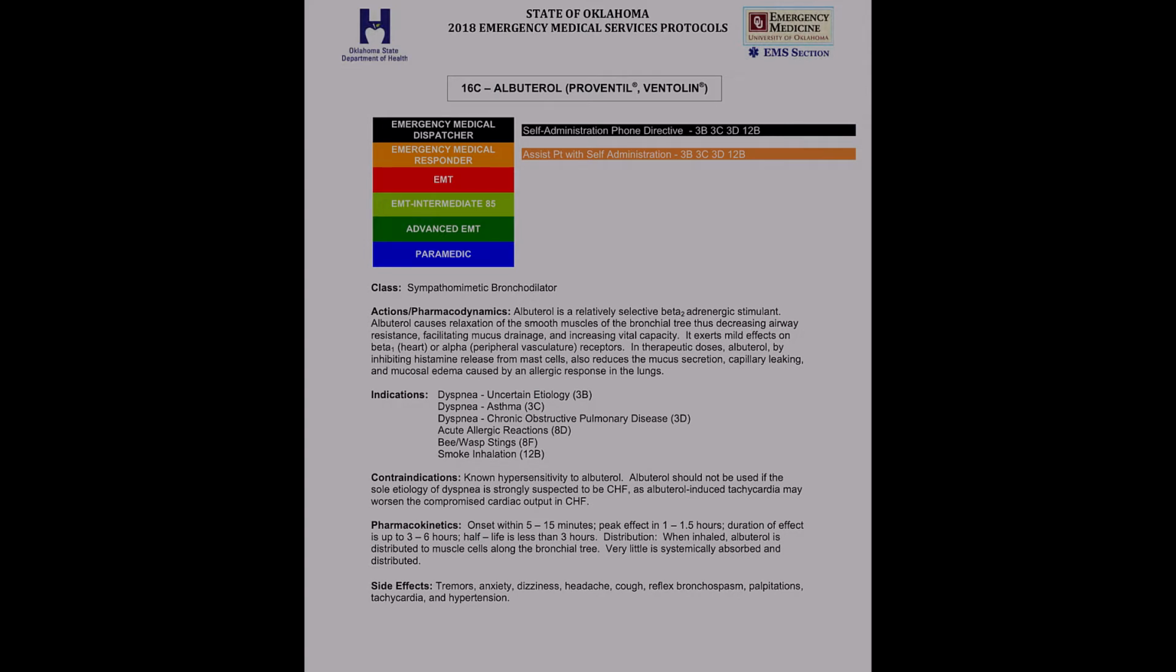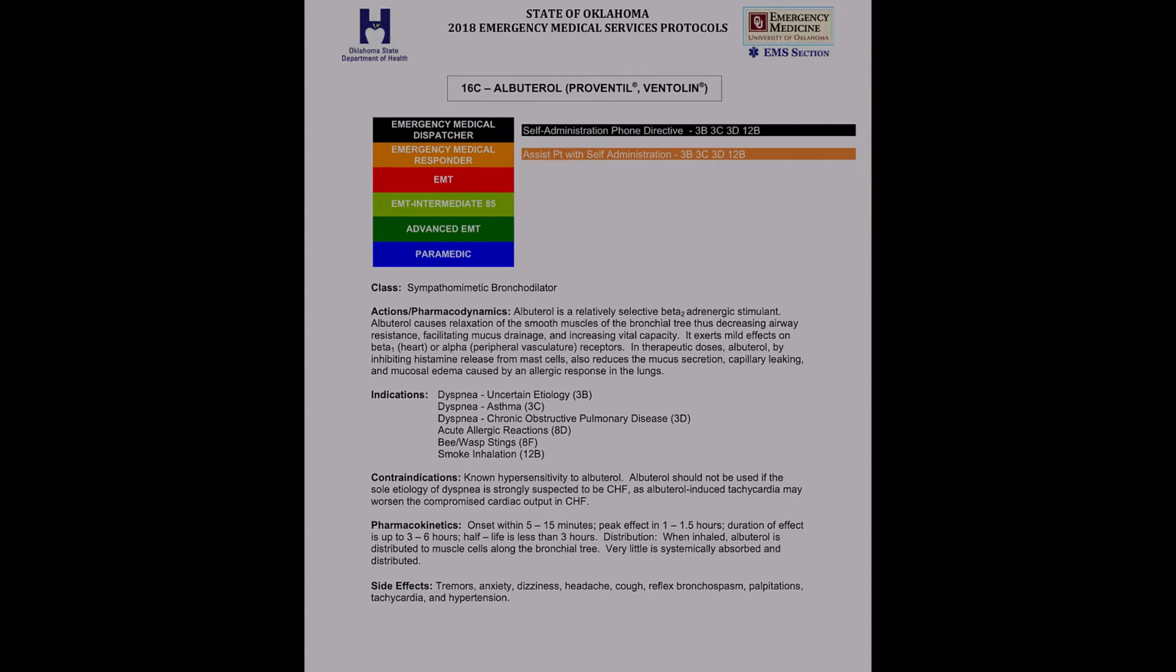Bee stings, wasp stings, same thing. The reaction from a bee sting or wasp sting causes bronchial spasm, narrows the airway, shortens the breath. We use albuterol to treat that. And smoke inhalation, same thing. Smoke irritates smooth muscles of the bronchus, therefore causing spasm, narrowing the airway, making it harder to breathe.